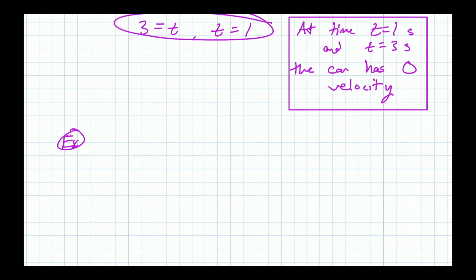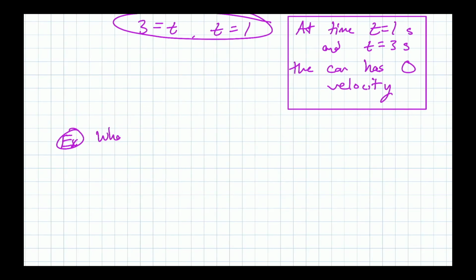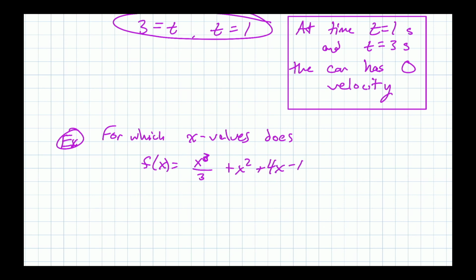All right. Example. For which x values does f of x equal x cubed over 3 plus x squared plus 4x minus 10 have a tangent line slope of 3?